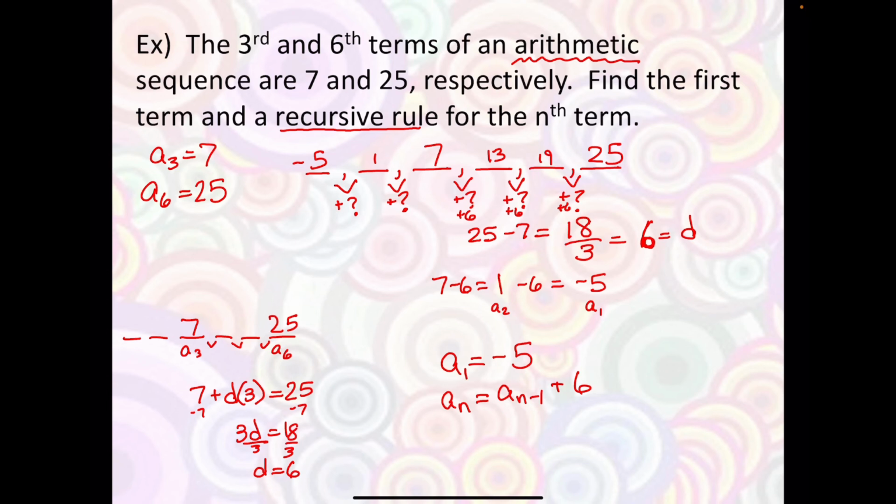And then we could say, well, I don't know a sub 1, but I do know that if I add 6, 2 times, I get 7. So a sub 1 plus 12 equals 7. And if you subtract, you do get negative 5.